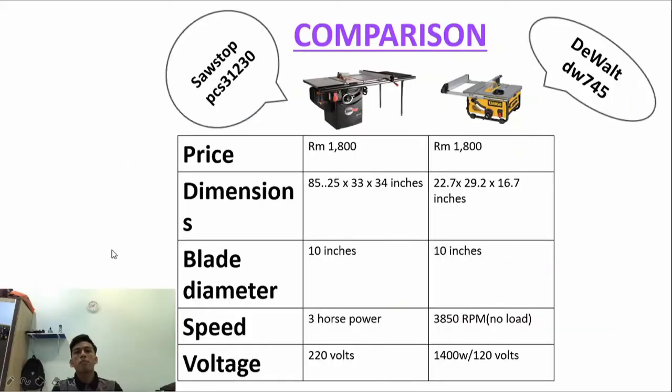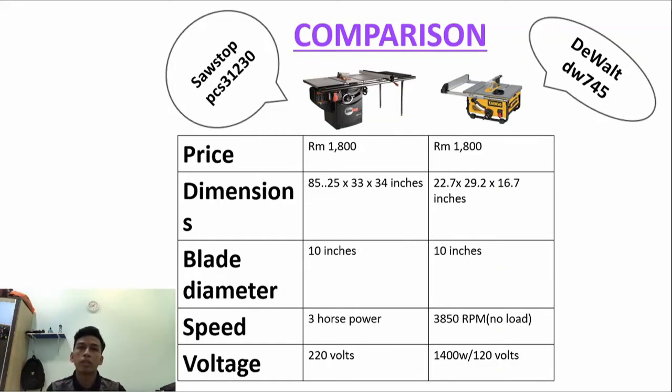Comparison. Firstly, the price. In terms of price, there is no comparison between SawStop and Delta because both are the same price. Secondly, dimension. In terms of dimension, SawStop has a higher number of inches than Delta. Blade diameter. SawStop and Delta have no difference in blade diameter because both have the same diameter of 10 inches. Speed. The comparison in terms of speed is very different. This is because SawStop has a better speed than Delta.